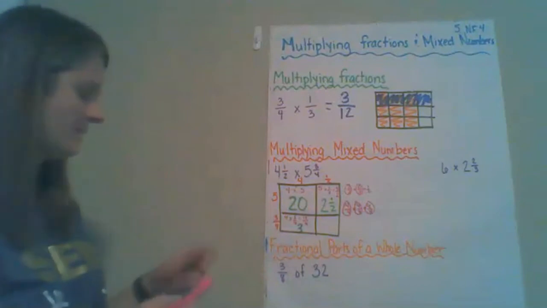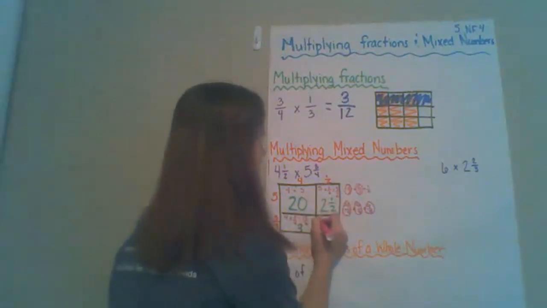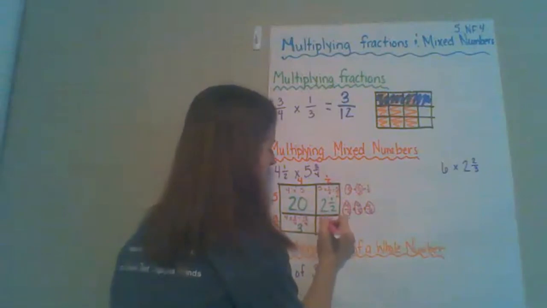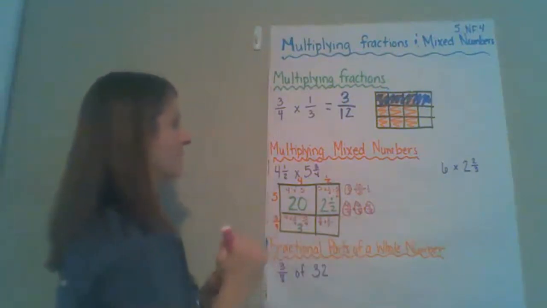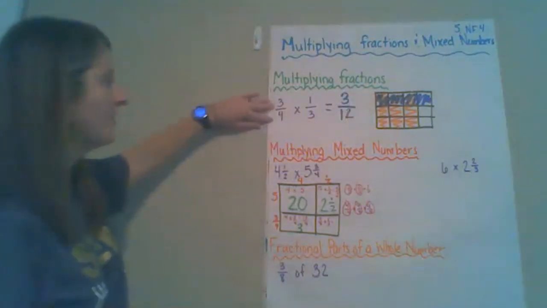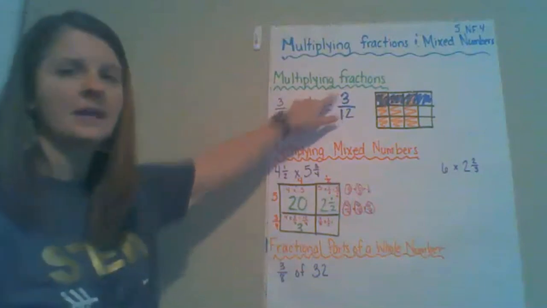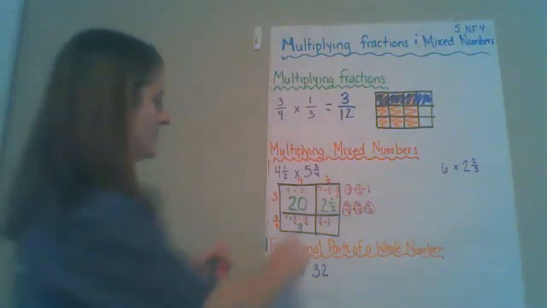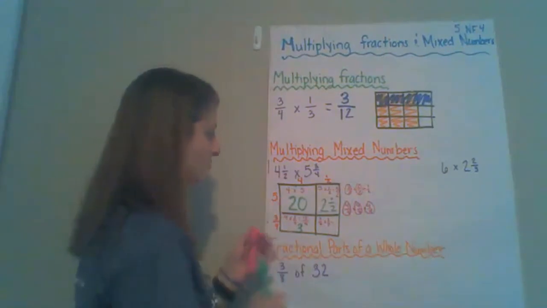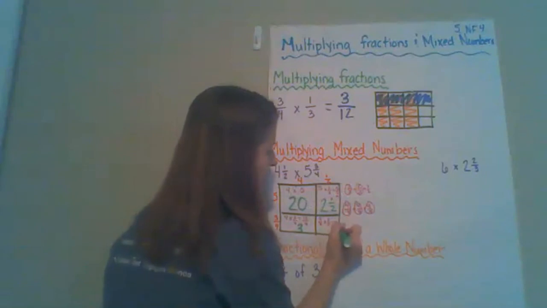And then my last box, I'm doing 3/4 times 1/2. I know that I could draw a model if I needed to, or if I understand why the model works, I can multiply my numerators and multiply my denominators. So 3 times 1 is 3. 4 times 2 is 8. So I got 3/8.